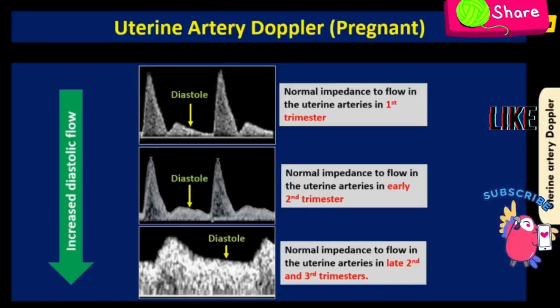This process is complete by about 18 weeks of gestation. In pregnancies with impaired placentation, high uterine vascular resistance will persist after this time.